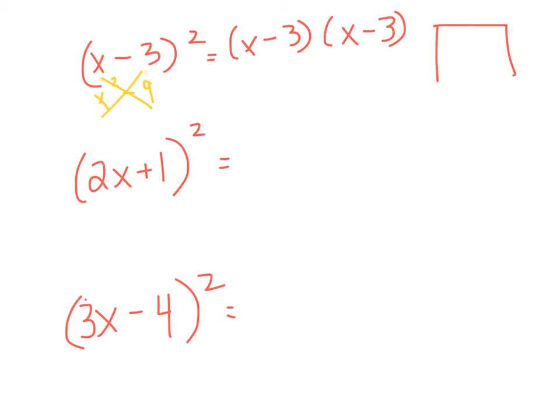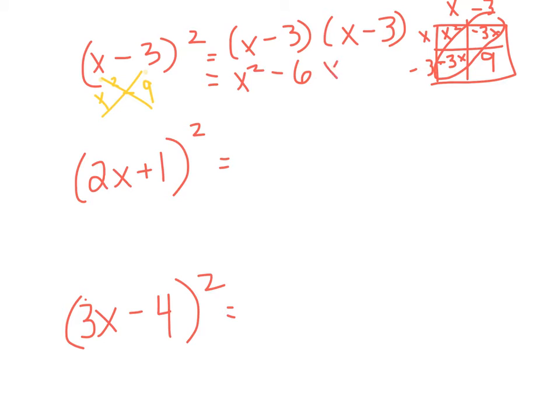So one way we talked about multiplying this at the beginning of the year was using box method. X minus 3 times x minus 3. That gave us x times x, which is x squared, x times negative 3, which is negative 3x, negative 3 times x, which is negative 3x, and negative 3 times negative 3, which is positive 9. Giving us x squared, and if I combine my two like terms, that's going to be negative 6x plus 9.